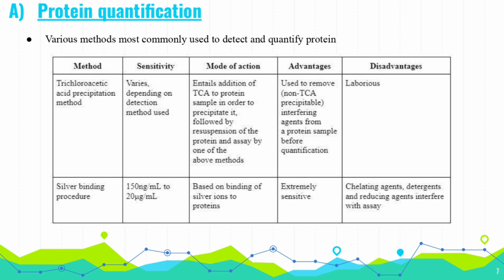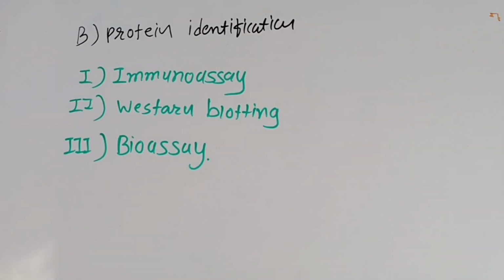At last, a silver binding procedure. It is based on the binding of silver ions to protein, this is the mode of action. Advantages: extremely sensitive. A disadvantage is that chelating agents, detergents and reducing agents interfere with this assay. So these are the protein quantification methods.